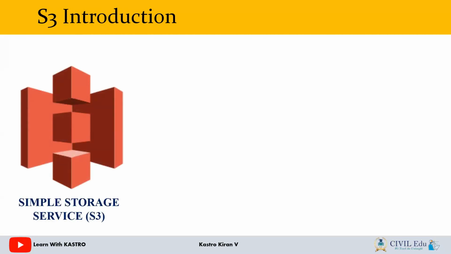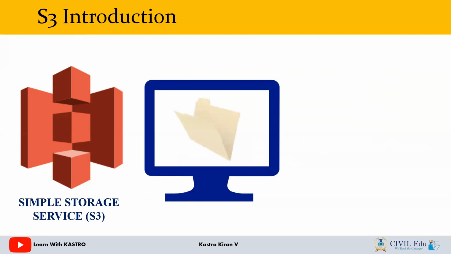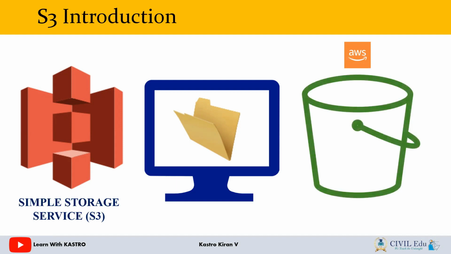Here, let us understand how S3 works with respect to the local device, that is our system. Suppose you want to create a file in your local system. What will we do? We will create a folder first. The same thing we do in the AWS cloud also. First we go to the S3 service, and in that service we create a bucket. In AWS cloud we call them buckets instead of folders. In our local devices we call them folders, but in AWS cloud we call them buckets.